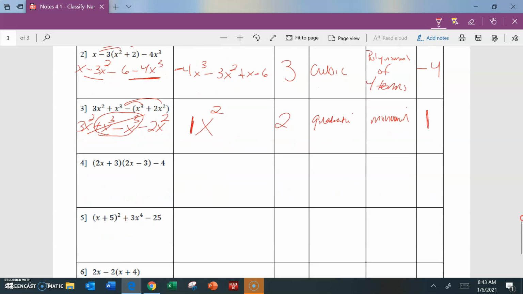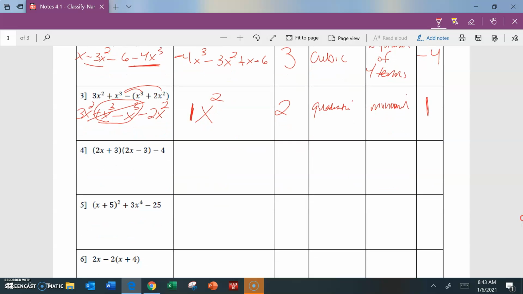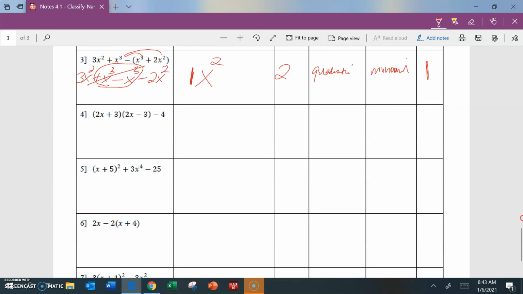Okay? Now, honestly, if you could handle the rest of these, it's going to make your life easier for the rest of this week because we're going to review adding, subtracting, multiplying polynomials. So here, remember, we're going to have to FOIL. So we're going to multiply these two binomials first. So if you did that correctly, you're going to get 4x squared minus 6x plus 6x minus 9. So in a sense, that's what you get.